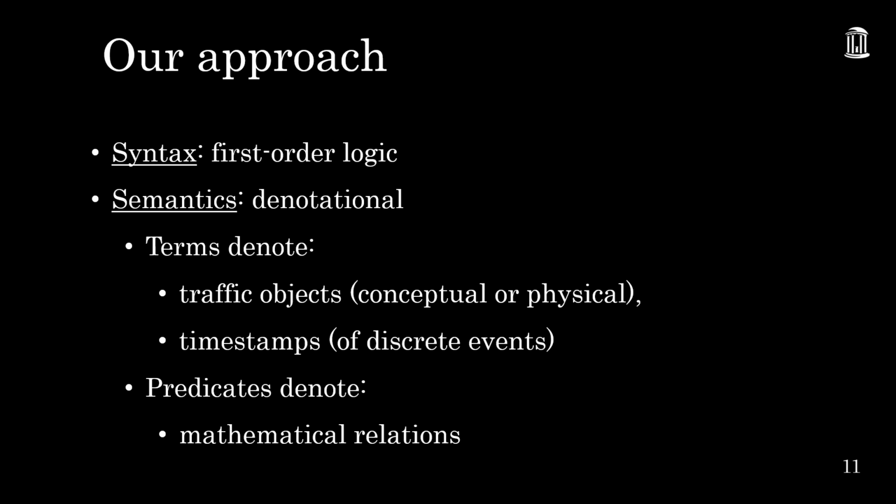We interpret the formulas in a denotational way, which is a well-known and intuitive semantics. In particular, terms of the language may denote traffic objects. The objects may be physical, like vehicles and pedestrians, or conceptual, like a fork. Also, timestamps are treated as objects. That is, they interpret the time parameters of event predicates. Finally, predicates denote mathematical relations.